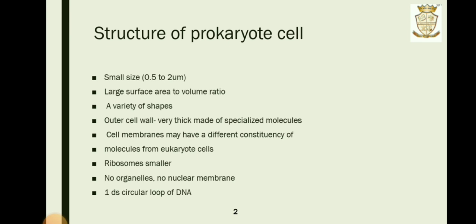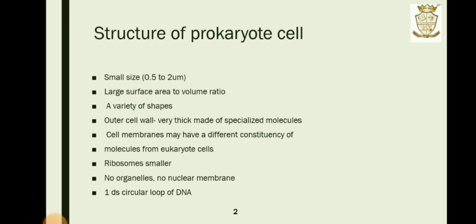Structure of prokaryote cell. Small size, 0.5 to 2 μm. Large surface area to volume ratio. A variety of shapes. Outer cell wall very thick, made of specialized molecules. Cell membrane may have a different consistency of molecules from eukaryotic cells. Ribosomes smaller, no organelles, no nuclear membrane.